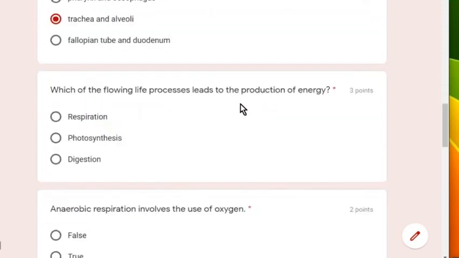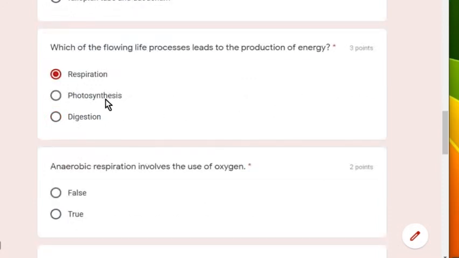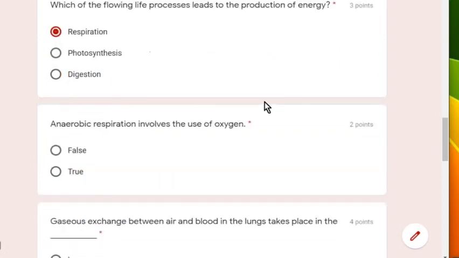Which of the following life processes leads to the production of energy? And that is respiration. The moment you hear respiration, the first word that comes to mind is energy, because respiration is the process of releasing energy from food, with or without oxygen. Photosynthesis is the method by which plants prepare their own food in the presence of sunlight, water, carbon dioxide, etc. And digestion is simply the breakdown of food for it to be absorbed.